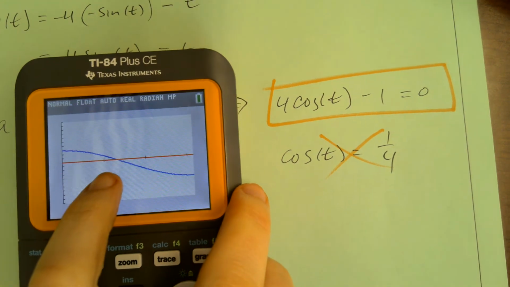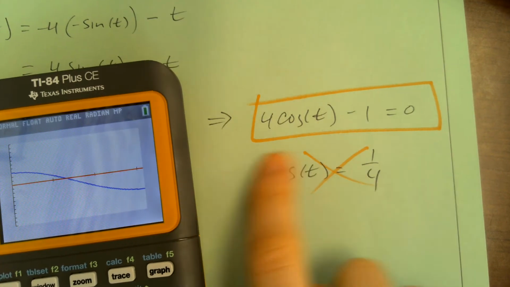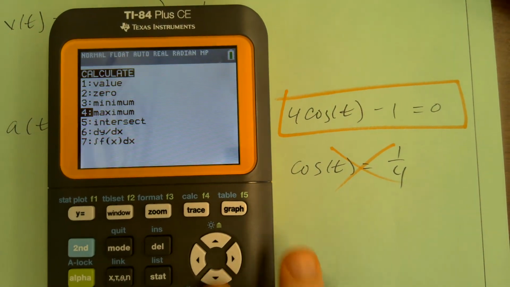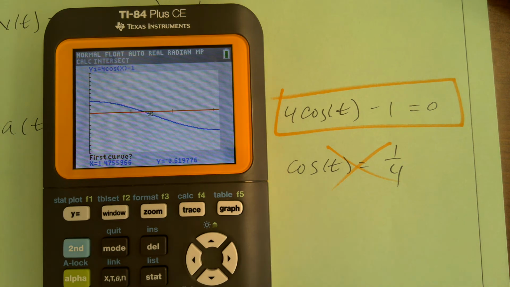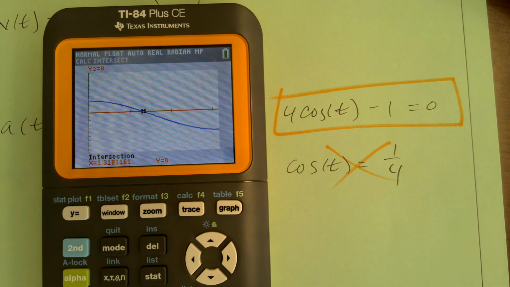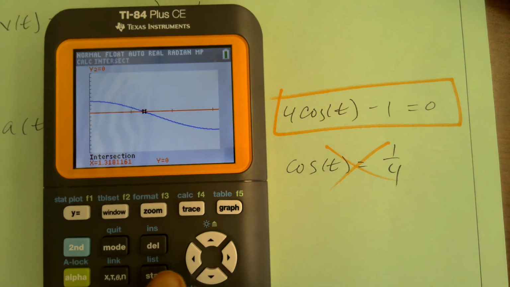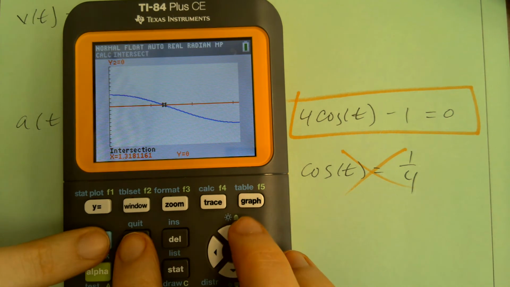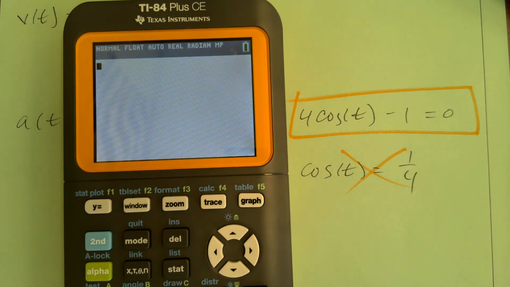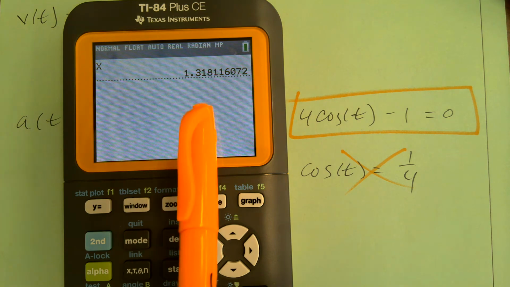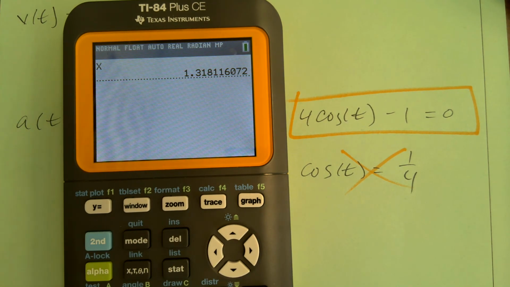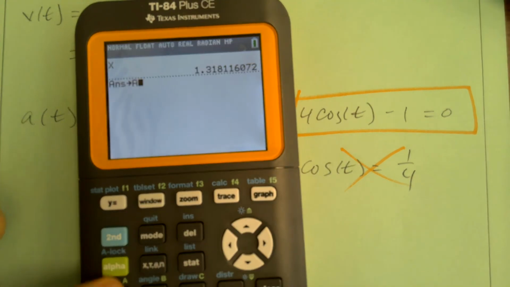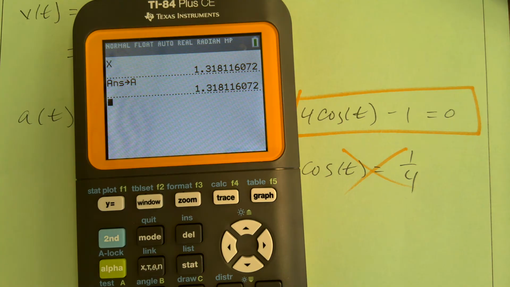There is this one time when the second derivative is 0. So I've got to find it. I go second calc, intersect. I go kind of close to it, I hit enter 3 times, and there I have it. So x equals that. Now I'm going to store it. I hit X, that number comes out, and now I hit store down here, and I'll store it as A. So that's A now.